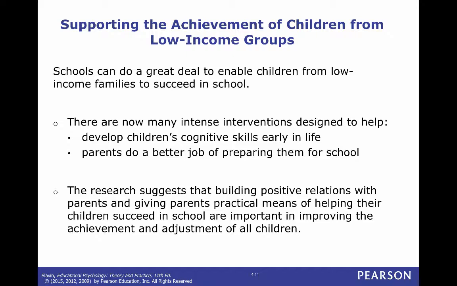So supporting achievement for children in low income schools can do a great deal. And there are a lot of intense interventions designed to help develop kids' cognitive skills early in life. We have to work on kids. Most of the kids that are in low income don't know their ABCs or to be able to count to 10 before they come to school. And many of them don't know their colors and such. That's why Volusia does the VPK, the voluntary preschool, because we want to get these kids a little bit earlier.